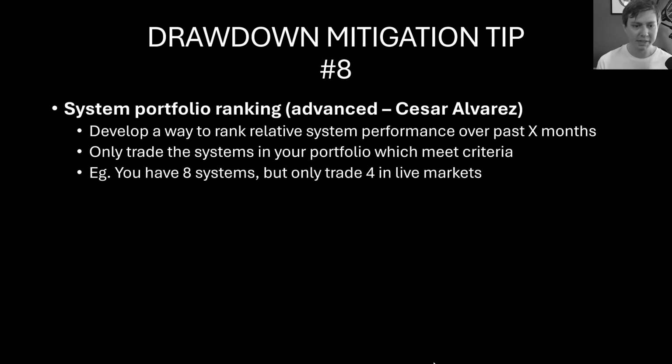But let's give an example here. Let's say you have 8 trading systems that you like and are comfortable trading, but you only want to trade 4. You only have the capital for 4. Splitting your capital across 8 systems might be a bit tricky, especially if you've got more than 8. So let's say you only want to trade 4 of these systems in the live markets.